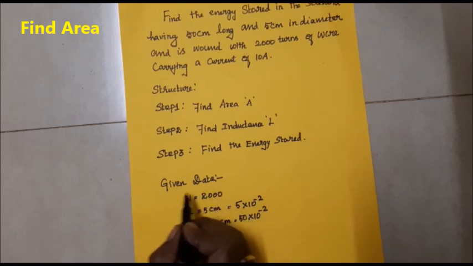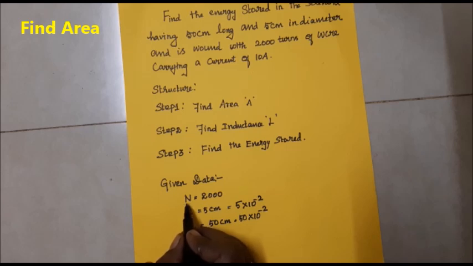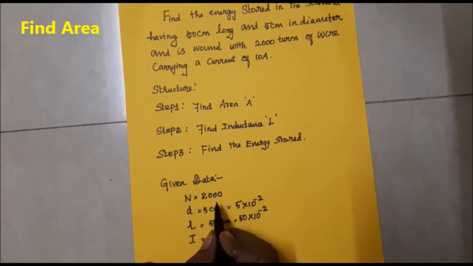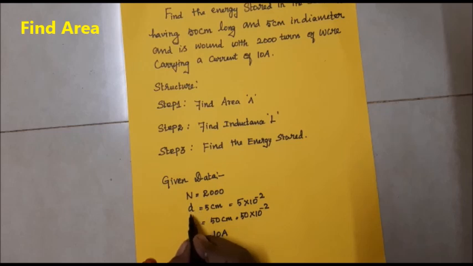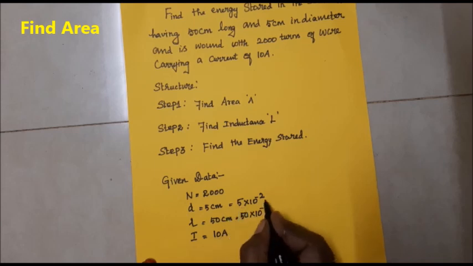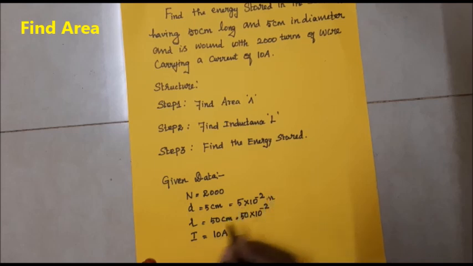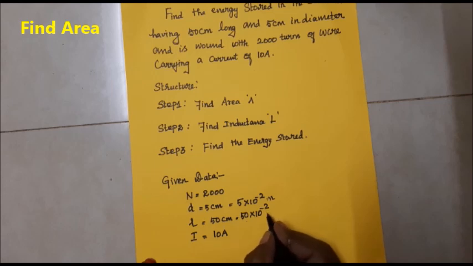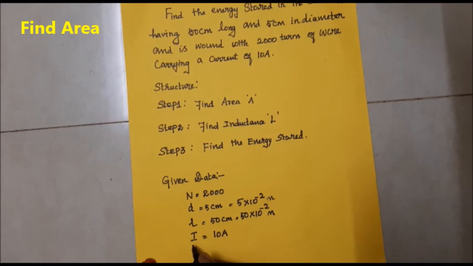Now we are going to see the given data. The data given in the problem are the number of turns, denoted by N, equal to 2000, and the diameter of the coil, given as D equal to 5 centimeter. We convert it into the standard unit, 5 into 10 power minus 2 meter. And the length, denoted by L, whose value is 50 centimeter, can be converted into the standard unit, 50 into 10 power minus 2 meter. And the current flowing through the conductor is taken as I equal to 10 amps.